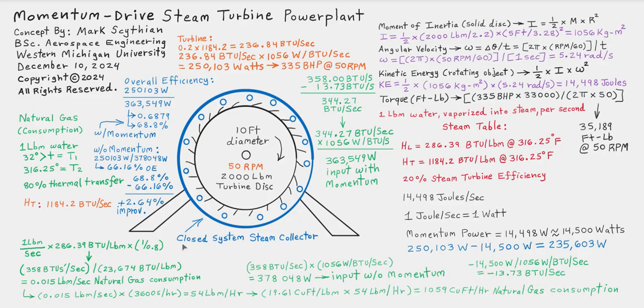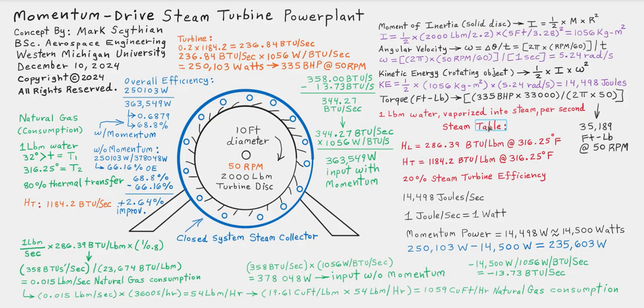And then we place a closed system steam collector around the turbine disc, which has the steam injection holes, and this would be then connected to the manifold plumbing that goes to the boiler and the control valve. And so assume that we are vaporizing 1 pound of water per second at 316.25 degrees Fahrenheit output steam temperature.